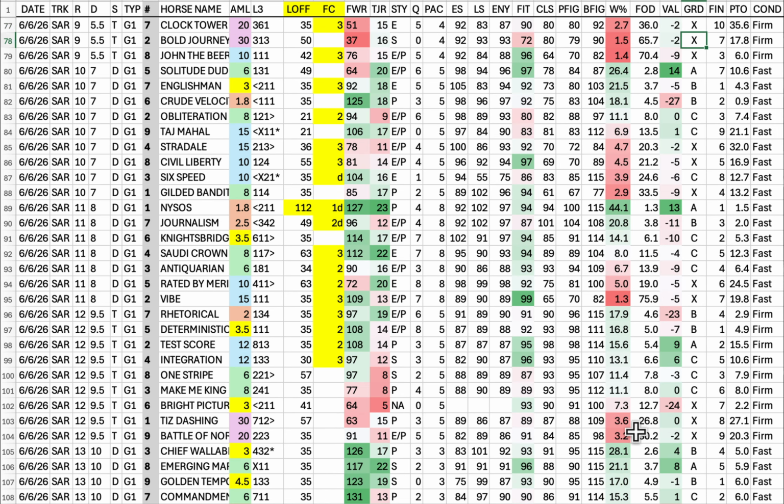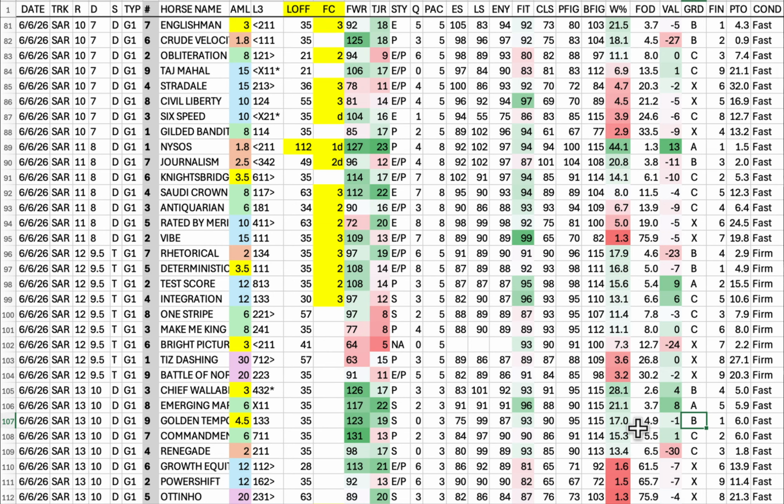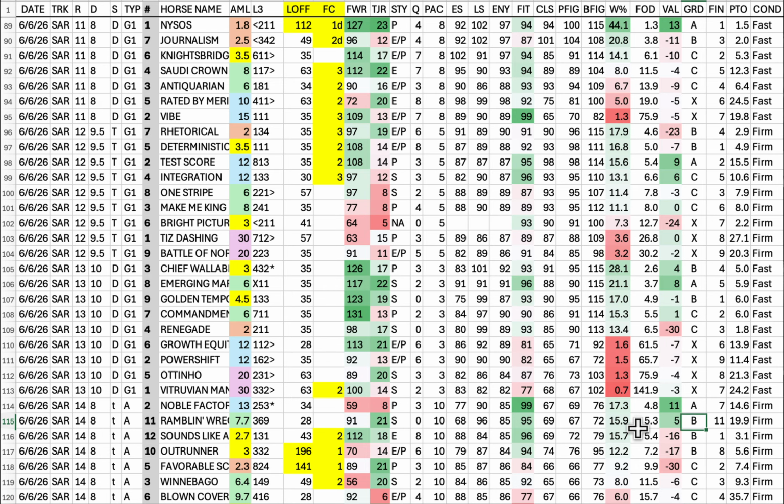That's races 10 through 14. So the B1, second most likely winner. Race 11, the A1, most likely winner. Race 12, Deterministic, B, second most likely winner. Race 13, Golden Tempo, B, third most likely winner. Race 14, Sounds Like a Runner, B, third most likely winner.